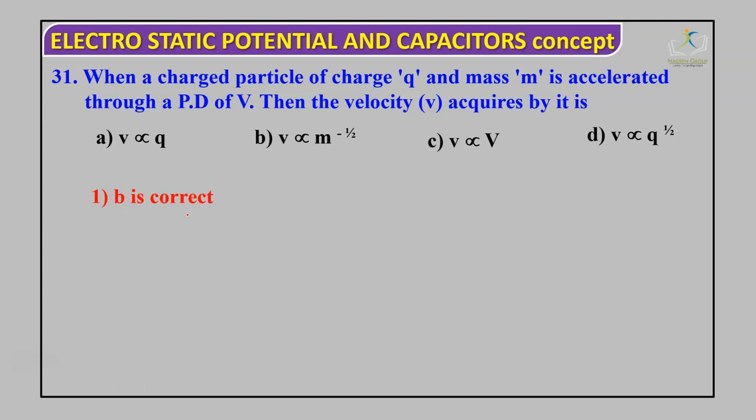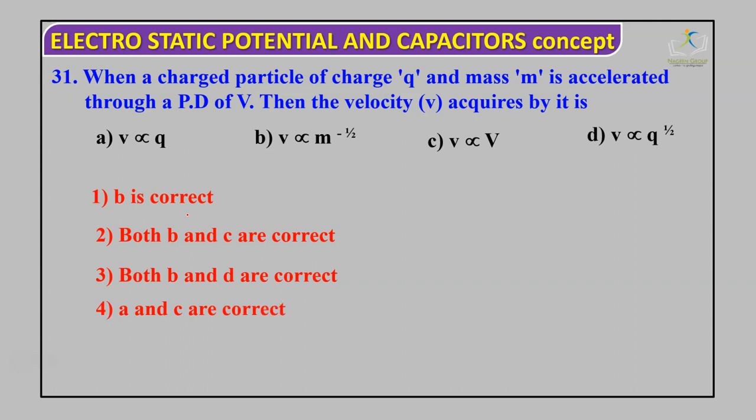So, for that we have the options: B is correct; both A and C; B and C are correct; both B and D are correct; A and C are correct. So, B and D are correct, but how will it be? Let us see.